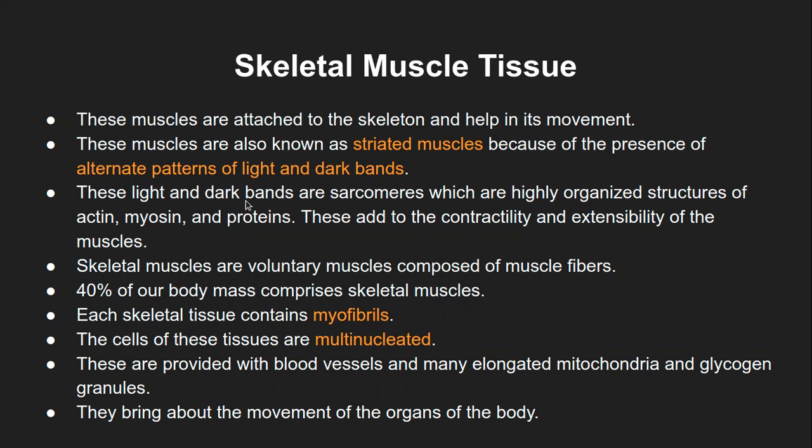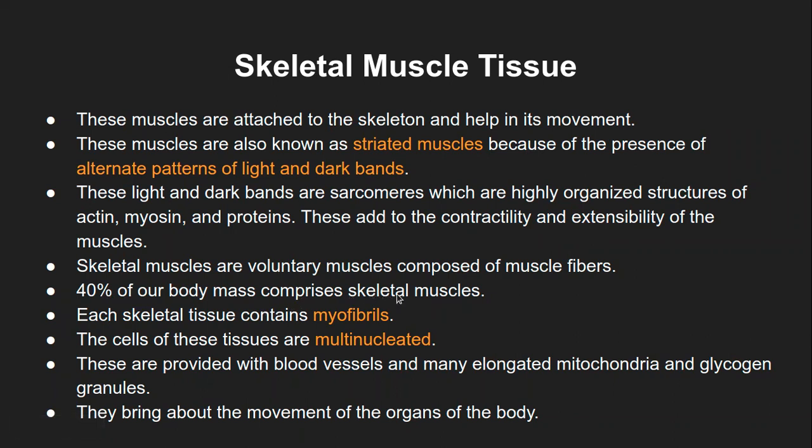Now these light and dark bands form patterns, and these are the sarcomeres. Sarcomeres are protein structures present in the muscles. They are a highly organized structure of actin and myosin protein, and that's what will form those dark bands, and they are ultimately responsible for the contraction and extension or relaxation of the muscle. Most of the things we already know from this.